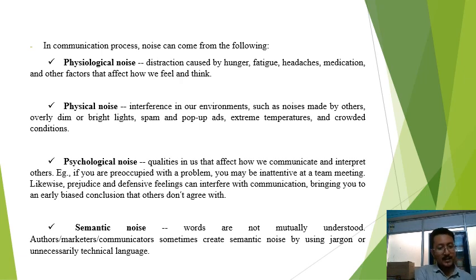All right. So the next type of noise is psychological noise. Now these are qualities in us that affect how we communicate and interpret others. For example, if you are preoccupied with a problem, right? If your mind is full of a problem, if you're constantly thinking about a problem inside your head, or if you have a particular issue, and you take it inside a classroom, you'll not be able to concentrate. So you may be inattentive, maybe inside a classroom or at a team meeting, etc.